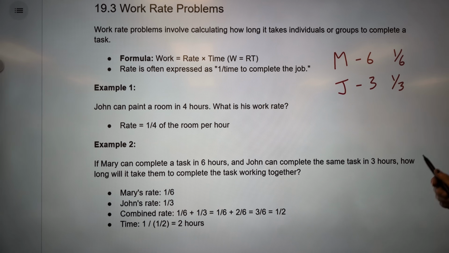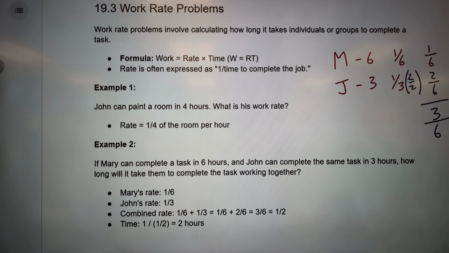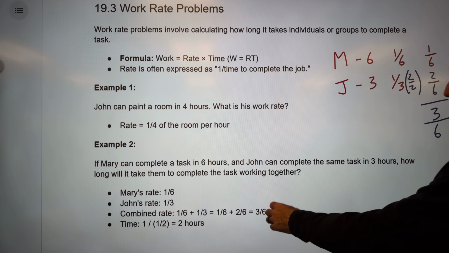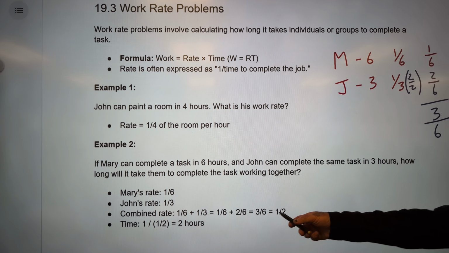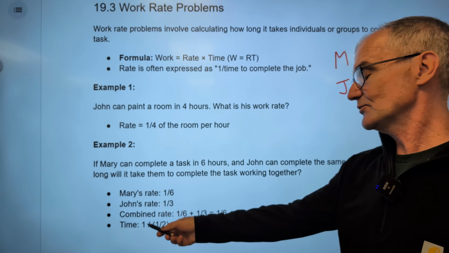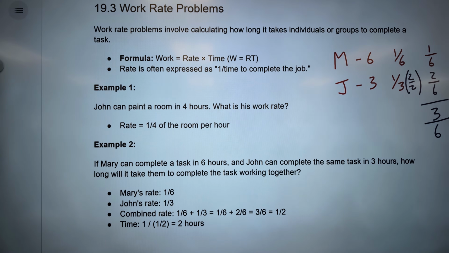To add them together, I need a common denominator. I multiply this by 2/2, so I have 1/6. I'm going to multiply this by 2/2 to get 2/6. I add those together to get 3/6. Right? Adding fractions, you have to have a common denominator. So that means their work rate is 1/2, meaning that they could complete the job in 2 hours, right? They could complete the whole thing with that rate, 1/2, which gives me 2 hours.